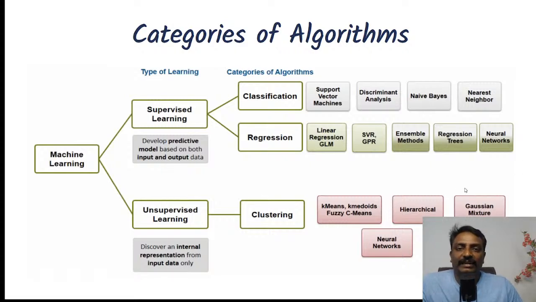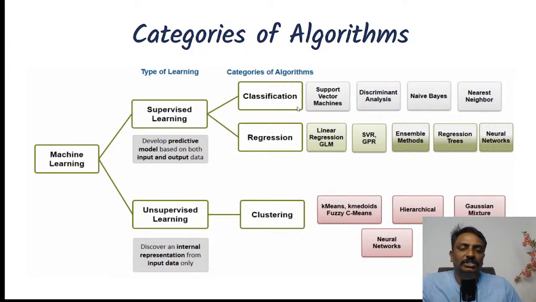Let's start with the categories of algorithm. In this slide, which we covered earlier on the basics of learning, we have supervised as well as unsupervised learning. In this we have two categories of algorithm: classification as well as regression. So far we have covered only classification, and we have not covered regression. But this RCNN includes both classification as well as regression.